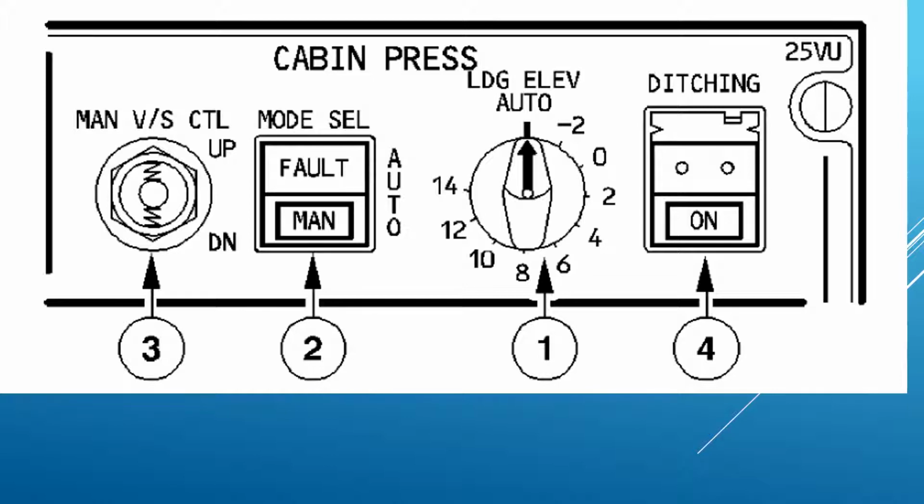Now these numbers on the switch are purely there as a bit of a guide. If you look at the ECAM, it'll give you an accurate figure of the landing elevation, and that's the figure that's going to be used by the system.